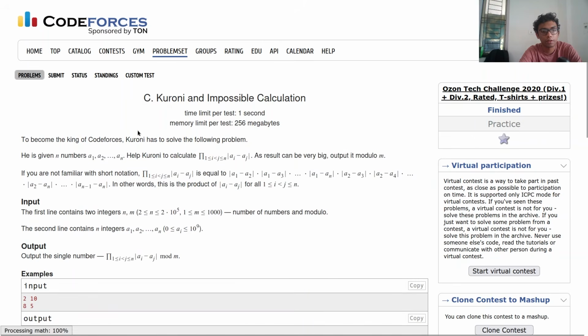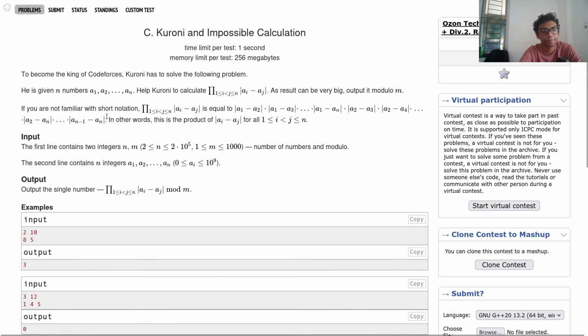Let's open up this problem and read the statement and see what it's about. The problem states, to become the king of Codeforces, Kuroni has to solve the following problem. He is given n numbers, a1, a2 till an. Help Kuroni calculate the product of |ai minus aj| for every pair i less than j. As the result can be very big, output it modulo m.